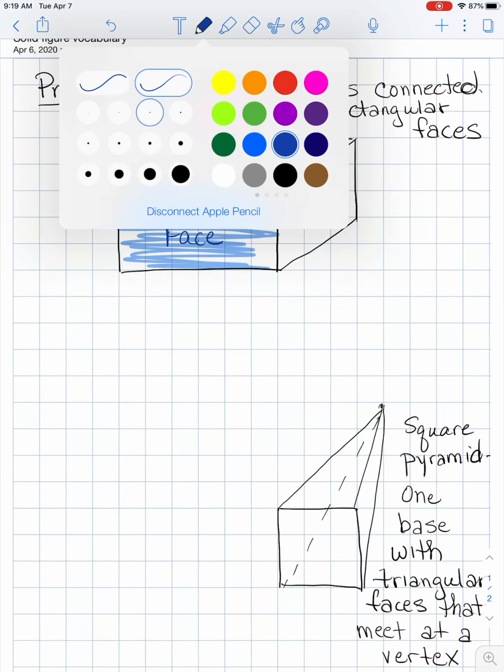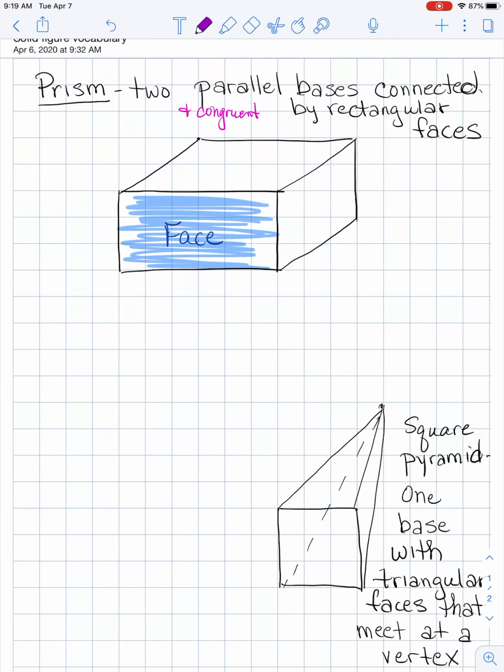And faces are connected to each other by what we call edges. Okay, so an edge is where two faces meet. This is an edge, this is an edge. You can think of an edge, if you were walking across the top of this prism and you came to the edge, you'd fall off. Okay, so that's what an edge is. An edge is where two faces meet.